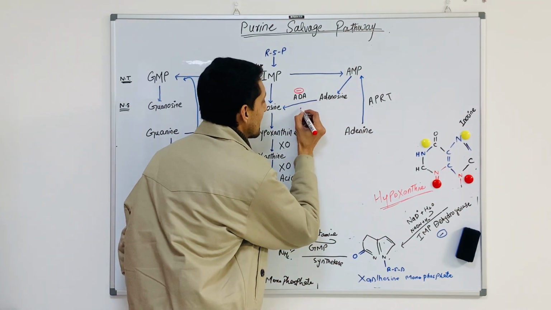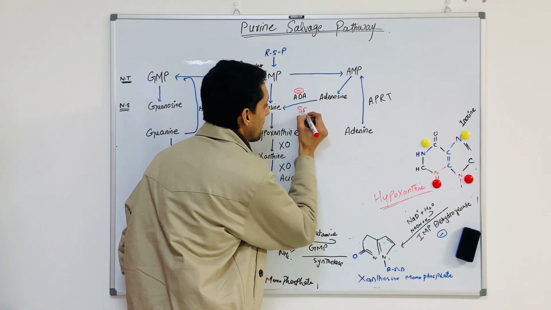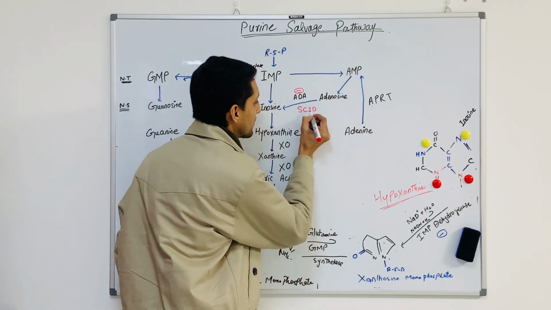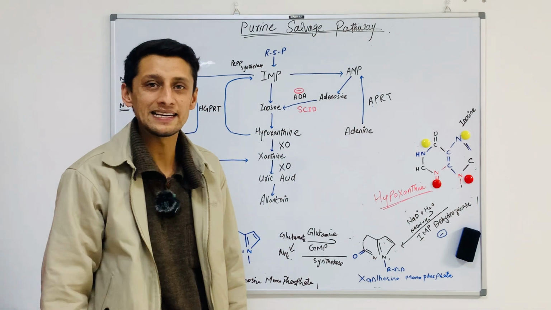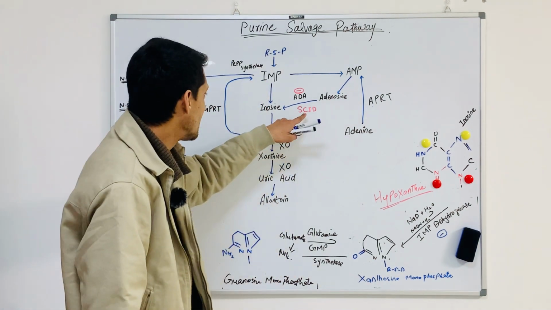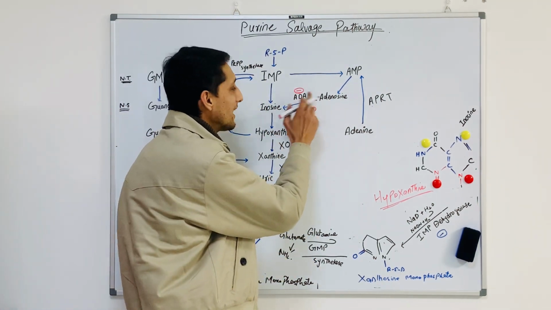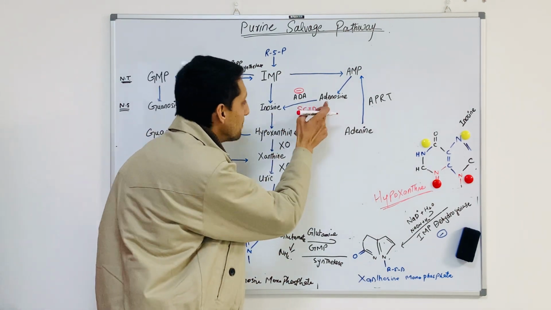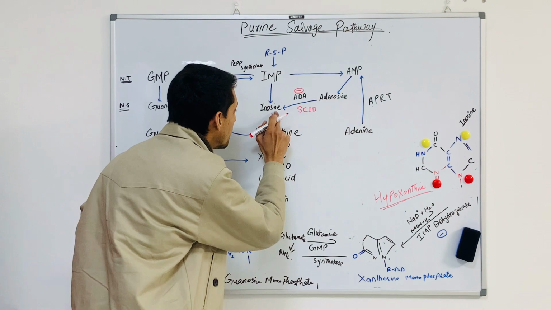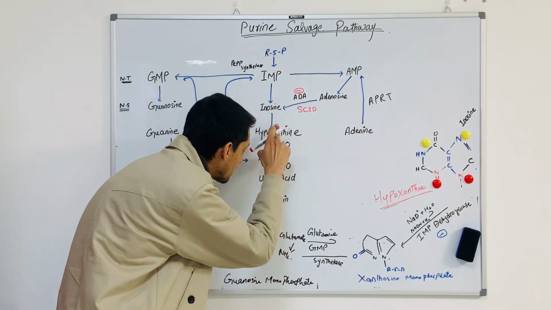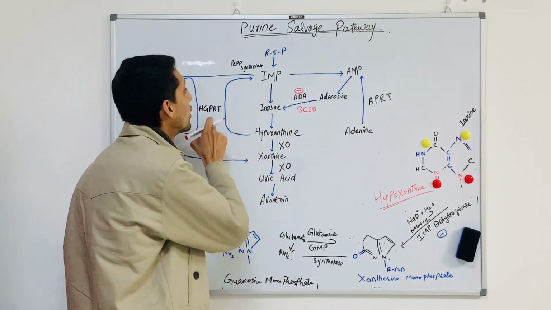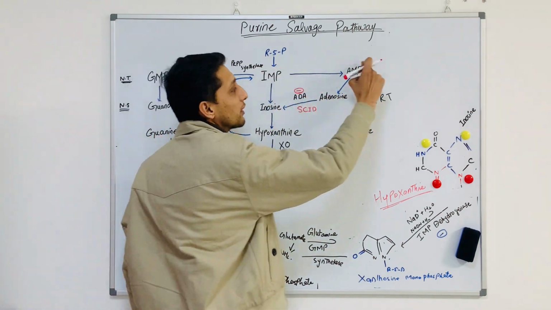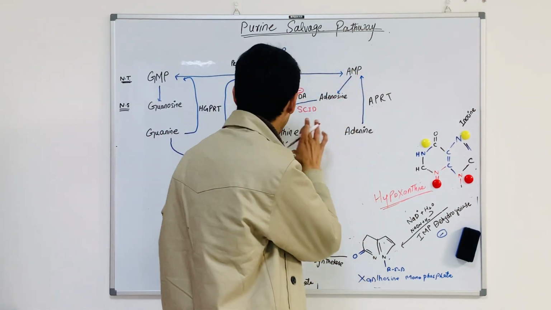There is a disease named severe combined immunodeficiency. This is an X-linked recessive syndrome. In this syndrome, the ADA enzyme is not there. So if there is no ADA, adenosine will not convert into inosine, inosine will not convert into hypoxanthine, and it will not be salvaged in the form of IMP to further convert into AMP, right?